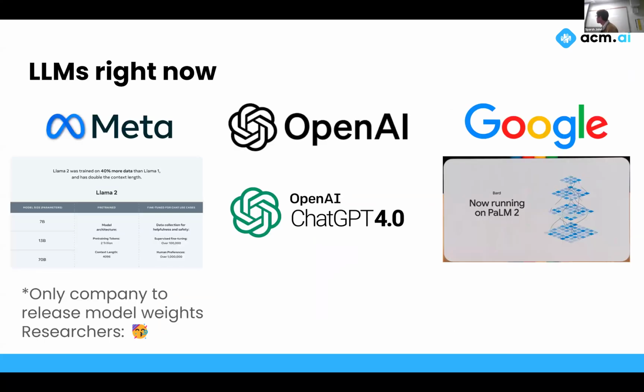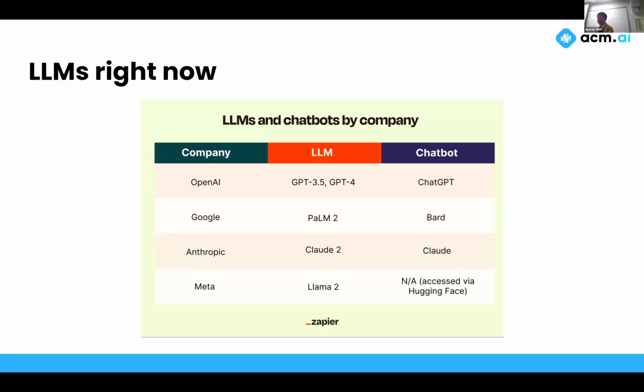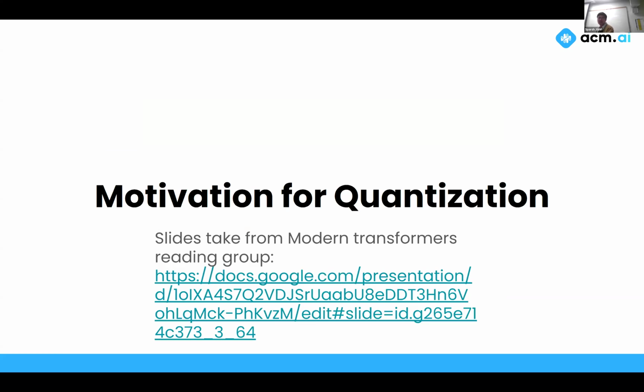Those are some LLMs right now. Meta is really nice because they're the only ones that actually release the weights, whereas Google and OpenAI haven't. Okay, that was just a quick recap. I'm just going over one or two little methods that we actually use in practice to use these models these days.